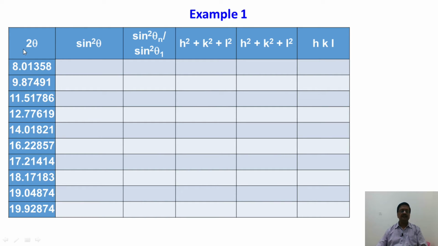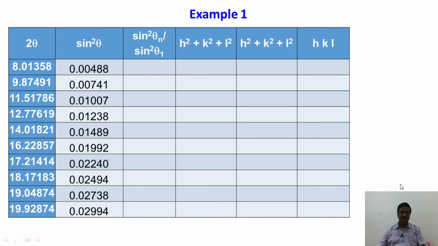Suppose in a given diffraction pattern, you are getting a series of 2 theta values as shown here. As per the previous slide's expression, we need to calculate the sin square theta value for all of these reflections. We note down these sin square theta values up to about 5 decimal places, and then we play a trick. We divide all these numbers by the first number always.